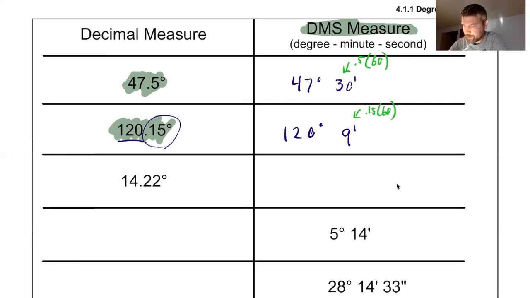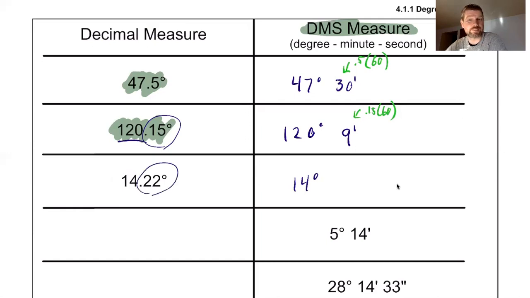All right. This last one's going to be just a little bit trickier. Let's see if you can start it. How many whole degrees do I have? I've got 14 whole degrees. So I've got 14 degrees, plus I got some left over, right? I've got 0.22 of a degree left over.